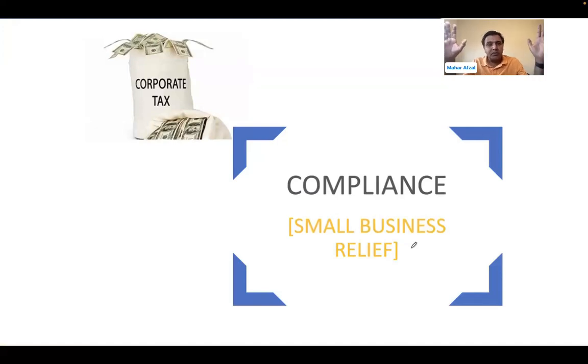So we know small business relief, which businesses can opt for the small business relief and which businesses cannot opt for the small business relief. What are the exceptions there? I think everybody is clear regarding this. So what is the compliance requirement for the small business relief?